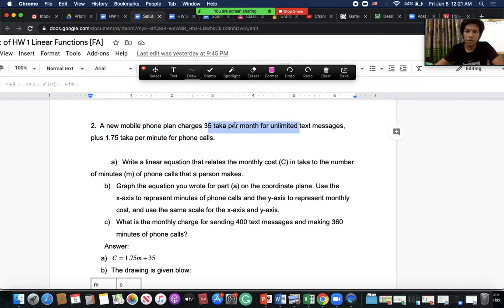Okay, mouse is good. So this part is the unlimited text message, and this part is 1.75 taka per minute for phone call. Now, some students always struggle. Most of you know that this is a linear equation. Find out a linear equation, and you all know that linear equation means y equal to mx plus c in the slope intercept form, and most of the maths we solve from this concept. Many students struggle at this point.